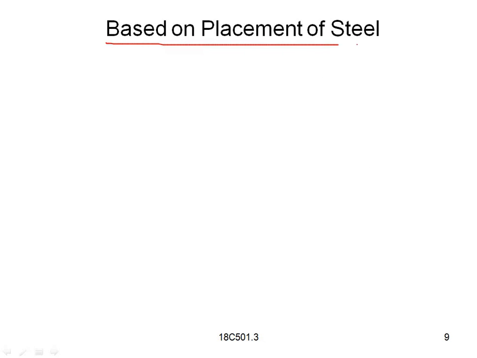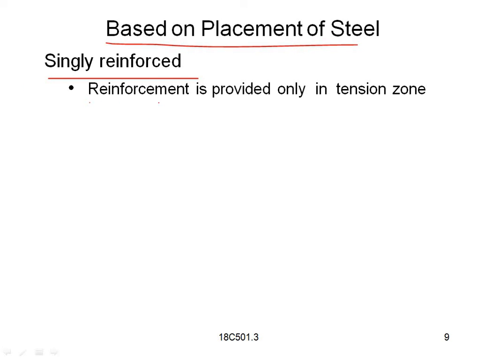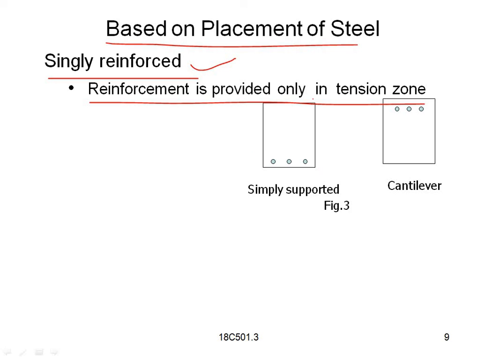So based on placement of steel, it is singly reinforced. Reinforcement is provided only in the tension zone. What is a singly reinforced beam here? The reinforcement will be provided only in the tension zone. That you can understand by seeing the diagrams.